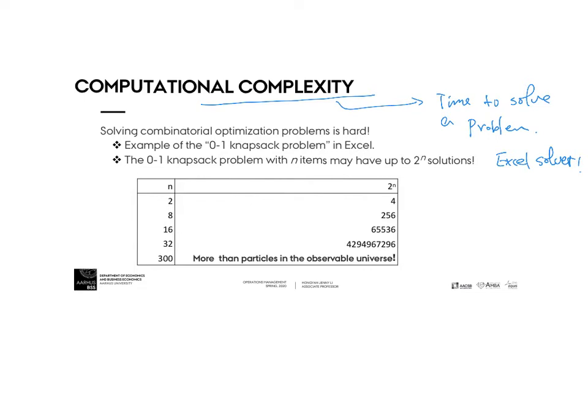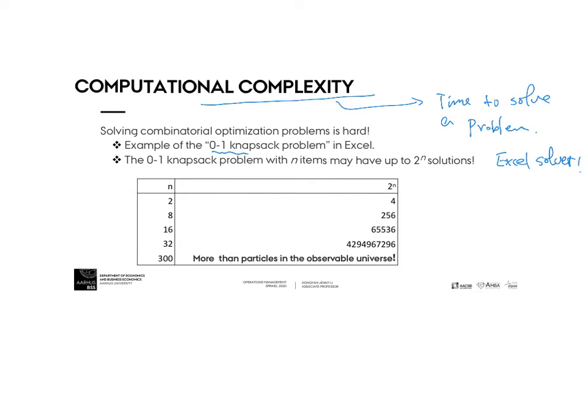So here we have this knapsack problem as an example. First, solving a combinatorial optimization problem is hard. It's very difficult. For example, even the 0-1 knapsack problem in Excel, you can see a very simple problem. You have n items, you have one bag. You're allowed to take as many items into the bag as you like, but you are not allowed to overload. So now the question is how much time you need to solve this problem.